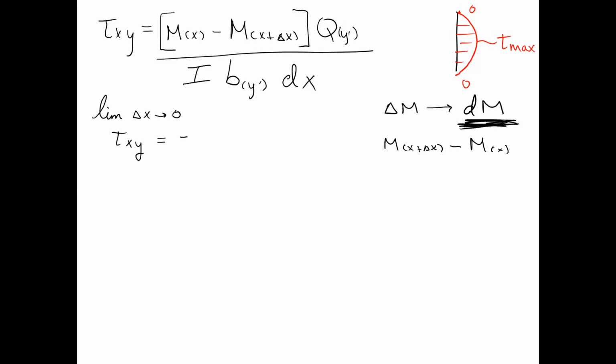And what is the derivative of the moment? What is dM? Excellent, it's the shear. So the shear times Q, divided by I, divided by b. Now I shortcutted this a little bit. It's actually V times dx. That dx gets crossed off with the dx in the bottom, and we're good. We're left with this equation.